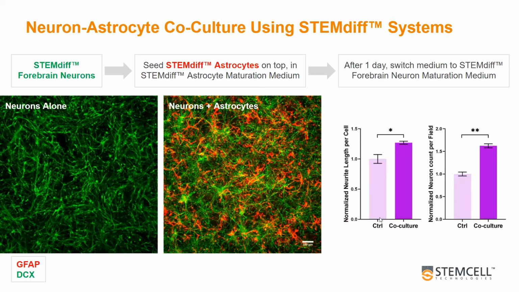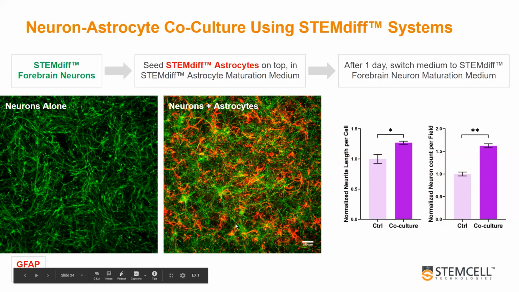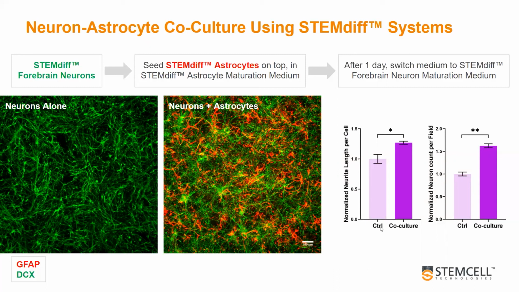Today, I'd like to share with you some co-culture applications using our STEMdiff products. This is neuron astrocyte co-culture. Our data showed that forebrain neurons and astrocytes produced by our kits can be cultured together with our forebrain maturation medium. Interestingly, neurons with astrocytes had longer neurite outgrowths, as well as a better survival rate compared to the control group.